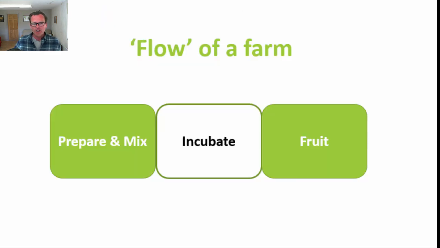A final point I wanted to touch on is the flow of a farm. And what I mean with that is kind of the workflow. So how these three key stages interact and how their physical spaces are set up can make a huge difference to the way your farm operates, and also the way you need to work and your time commitment. So it's something to bear thought to. So give some thought to the layout of your farm and how your spaces connect.